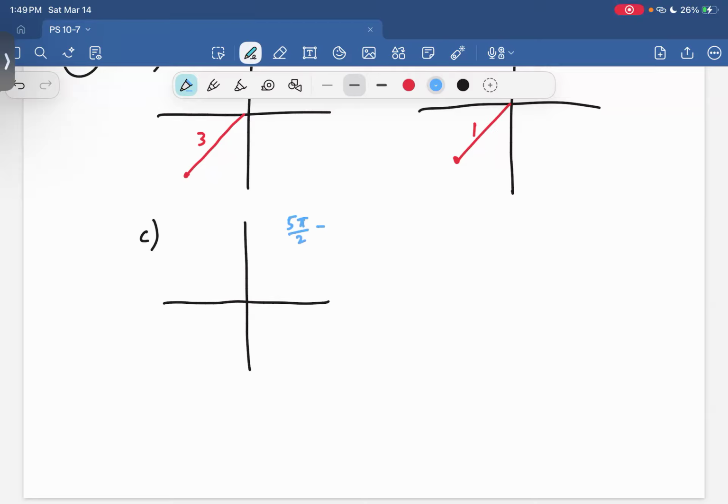5 pi over 2 is the same as pi over 2 because we can subtract a multiple of 2 pi, which gives us pi over 2. And so this point here is going to be right there with a radius of 4. And D has a radius of 0, and so that's just going to be the origin.